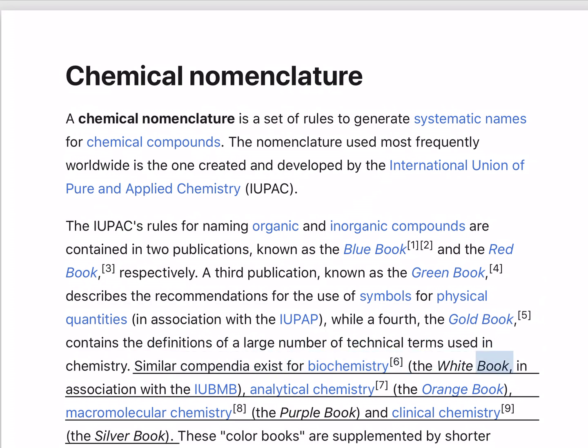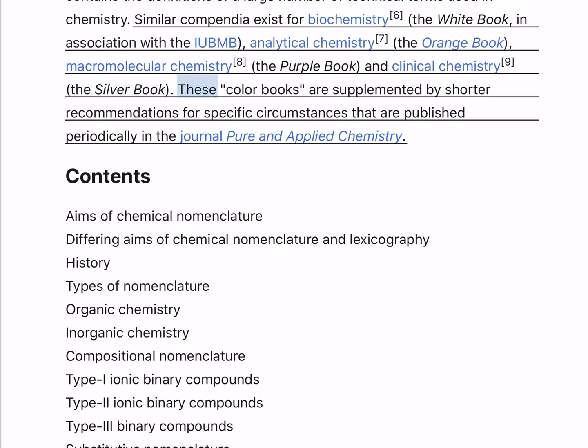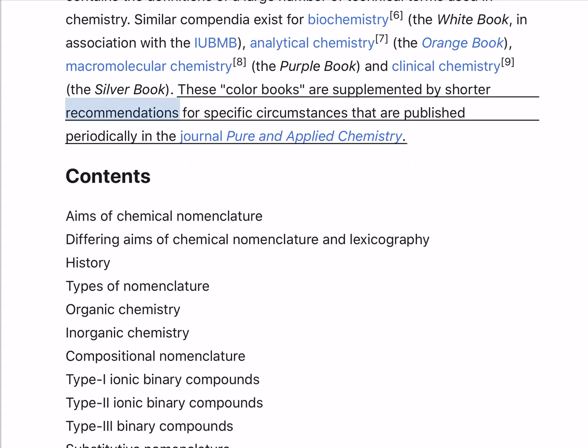[6] the White Book, in association with the IUPMB; Analytical Chemistry [7] the Orange Book; Macromolecular Chemistry [8] the Purple Book; and Clinical Chemistry [9] the Silver Book. These color books are supplemented by shorter recommendations for specific circumstances that are published periodically in the journal Pure and Applied Chemistry.